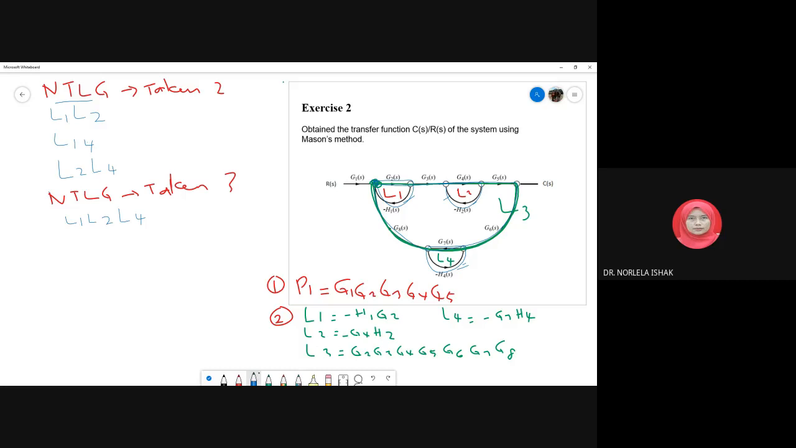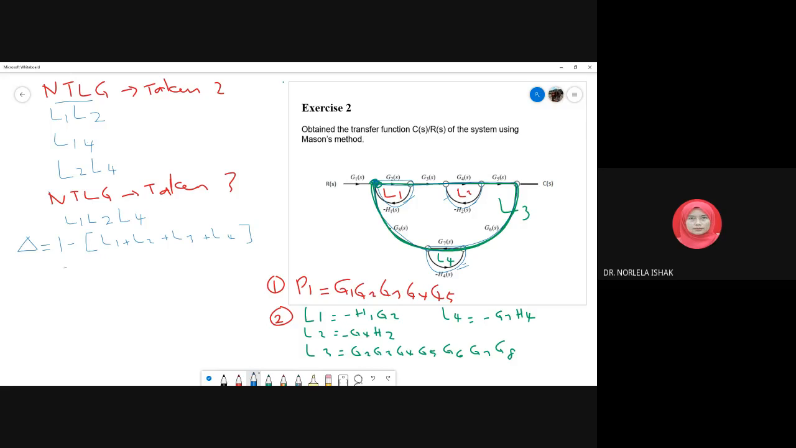Okay, so from here you can determine the determinant. What is the determinant? Determinant equal to 1. Apa formula? What's the formula for determinant? Total forward. Okay. 1 minus summation kan? Minus kan? Summation of loop gain. So L1 plus L2 plus L3 plus L4.